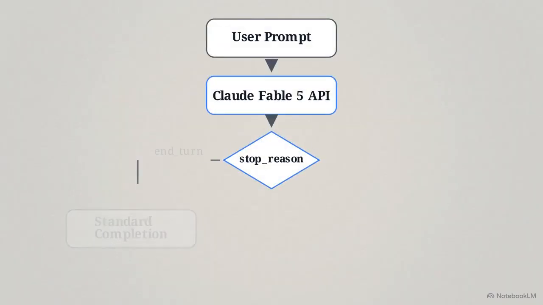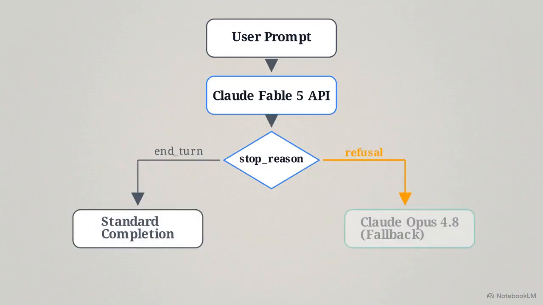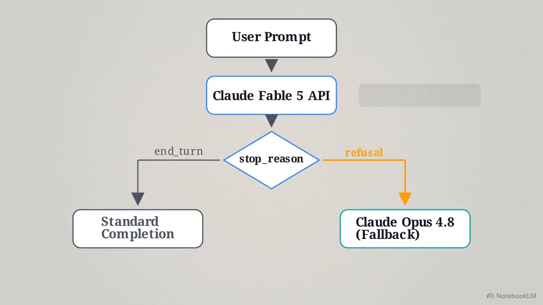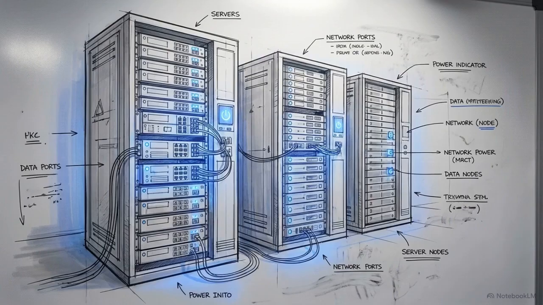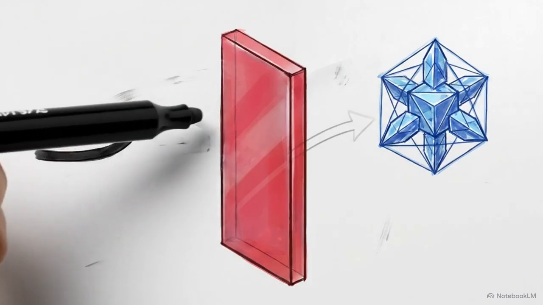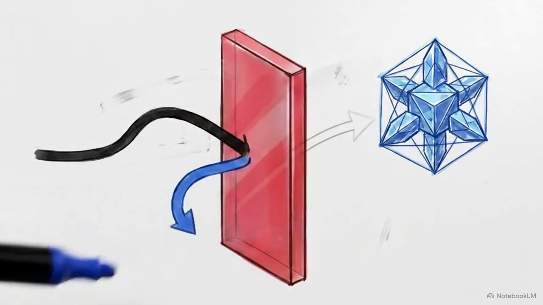As this logic tree shows, if it hits refusal, your pipeline must automatically reroute the prompt to Opus 4.8. This saves money because Anthropic doesn't bill premium rates for refused Fable queries, so the fallback only costs the secondary model's price. This provides the resilience needed for a pipeline to run unattended overnight without being derailed by a single false positive.